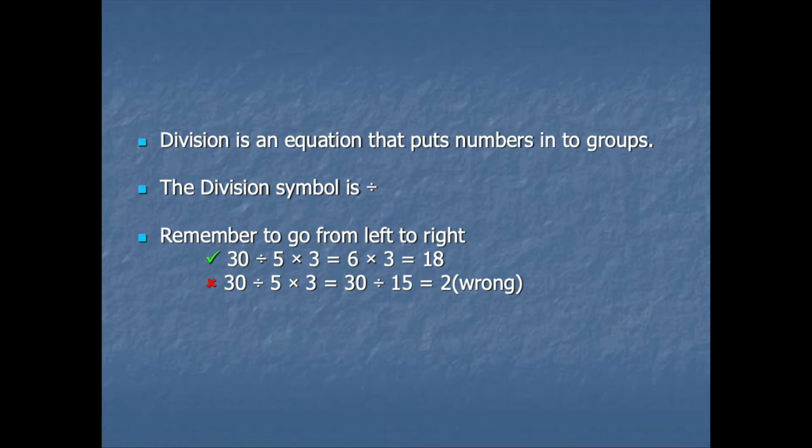Now let's talk about division. Division is an equation that puts numbers into groups. The division symbol is a line with a dot above and below it. Similar to multiplication, you have to go from left to right. So 30 divided by 5 times 3 equals 6 times 3. This is because the dividing sign is on the left and the multiplication sign is on the right. The incorrect way to do this is 30 divided by 5 times 3 is equal to 30 divided by 15. You should not multiply the 5 and the 3 together first, because the division is on the left.